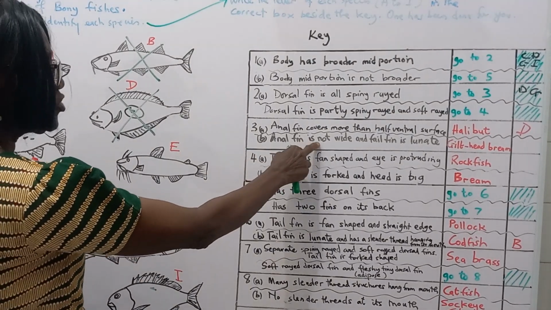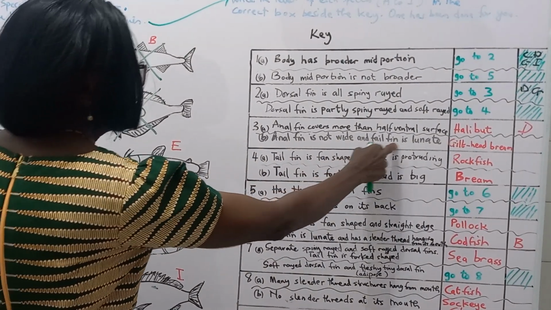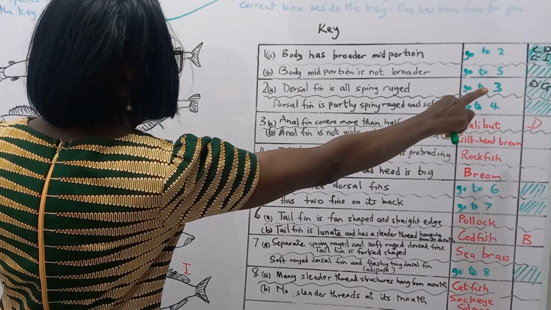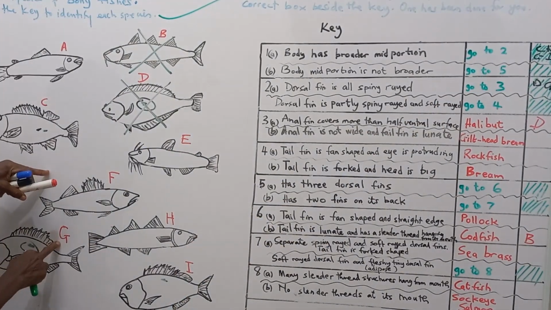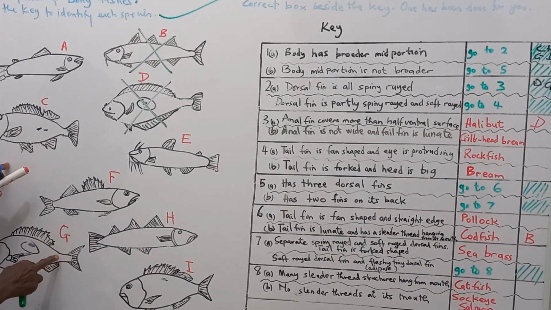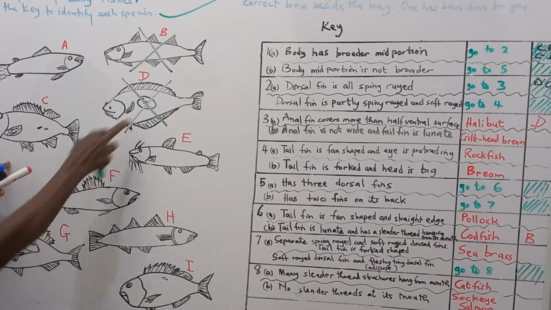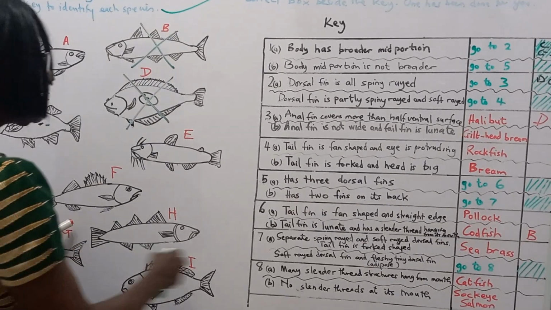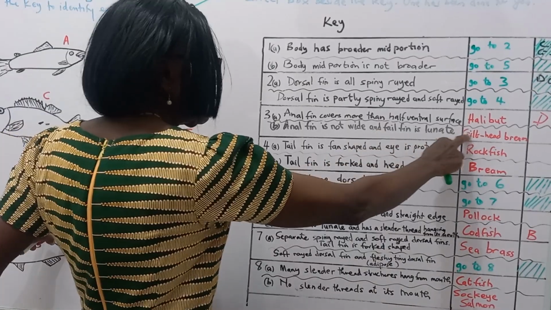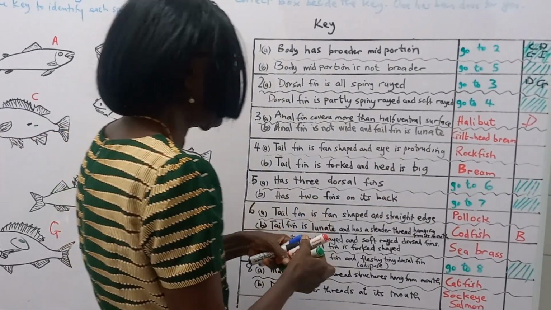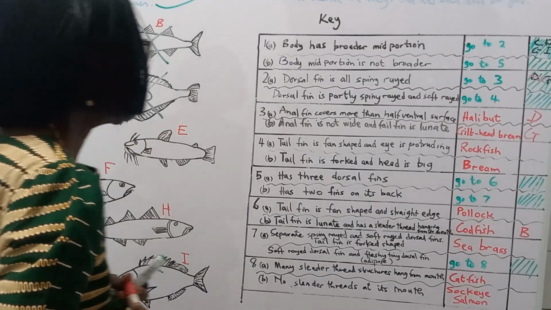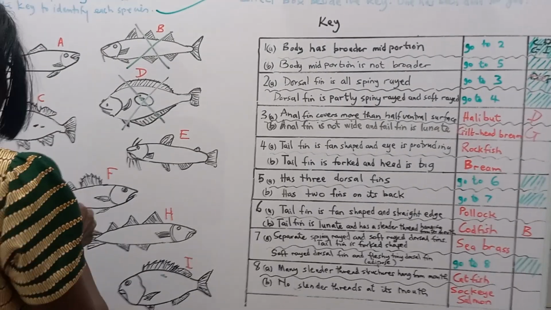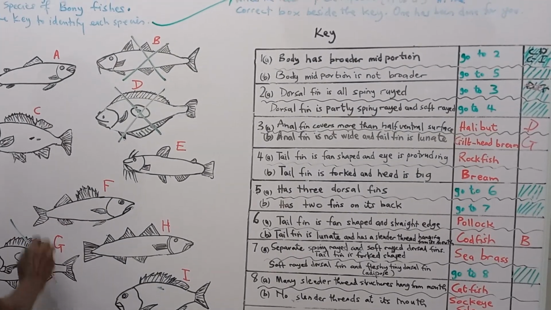Anal fin is not wide and tail fin is lunate. And we are working with D and G. So here it is, G. Anal fin is not all wide like this one. And tail fin is lunate. So that is G. And we've been told that it's called gillhead bream. So we write our G there. We finish with D and G. So we are cancelling out this.